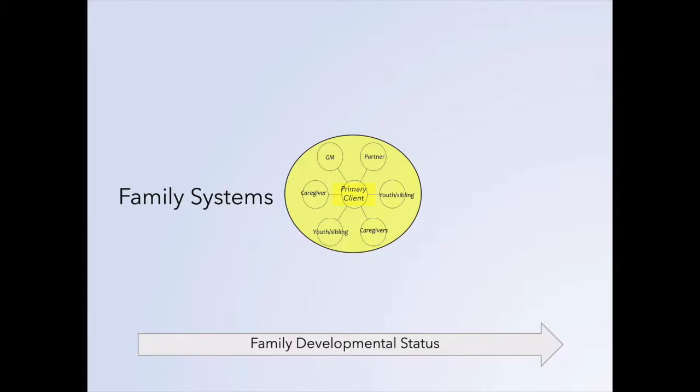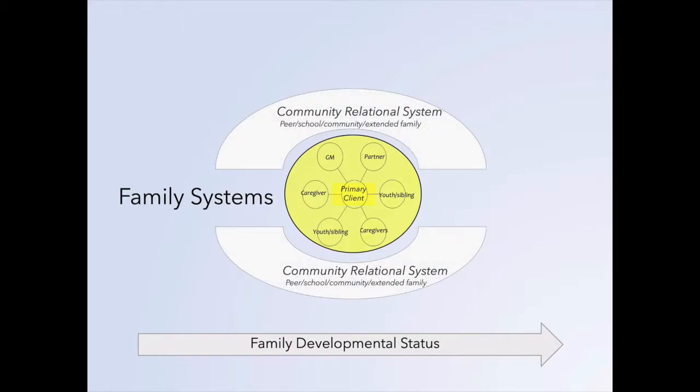Around the family system, there's more. There's a community relational system that involves peer groups, school, community, and extended family. These are systems outside the family that have expectations of them, that understand them in certain ways, that have come to deal with them in certain ways. Important context also for the behavior of people within the system.